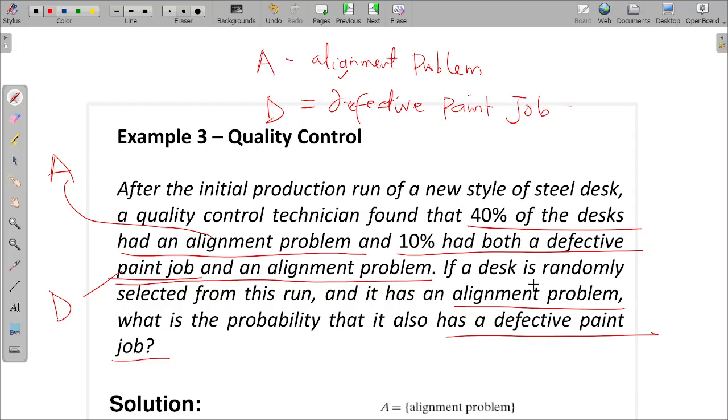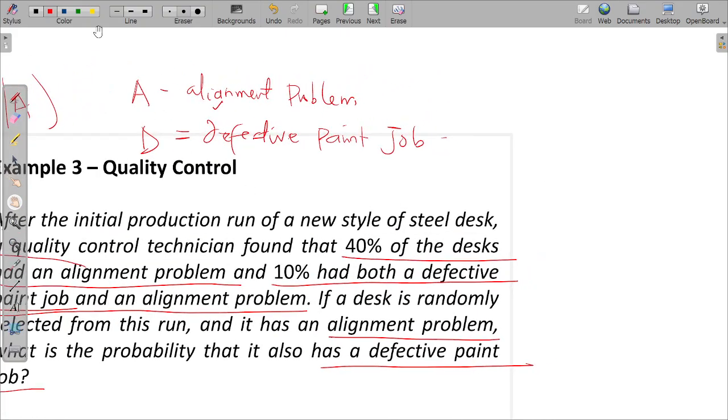Read the question again. If a deck is randomly selected from this run and it has an alignment problem, so we are given the alignment problem already. So what we are looking for is D given A. Please take note of that. It is very important to know which one is given. We are looking for the probability of a defective paint job problem while we are given an alignment problem. So you write D given A.